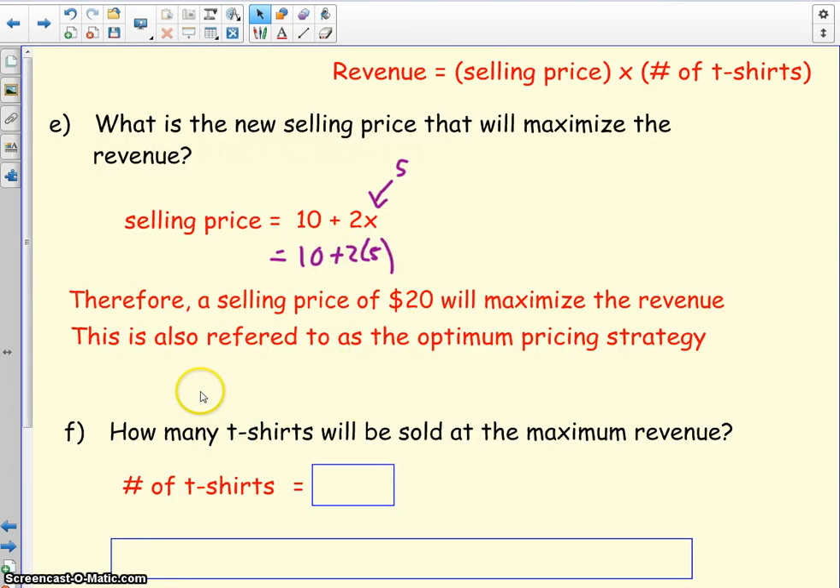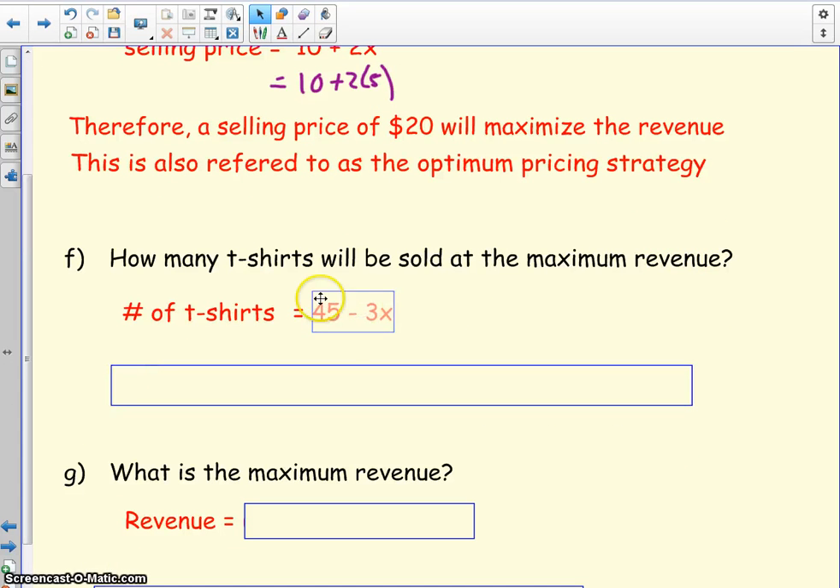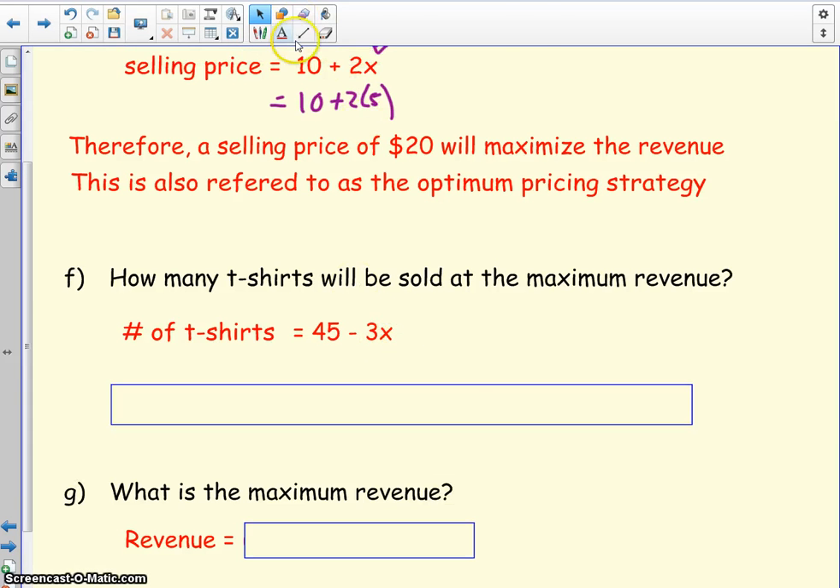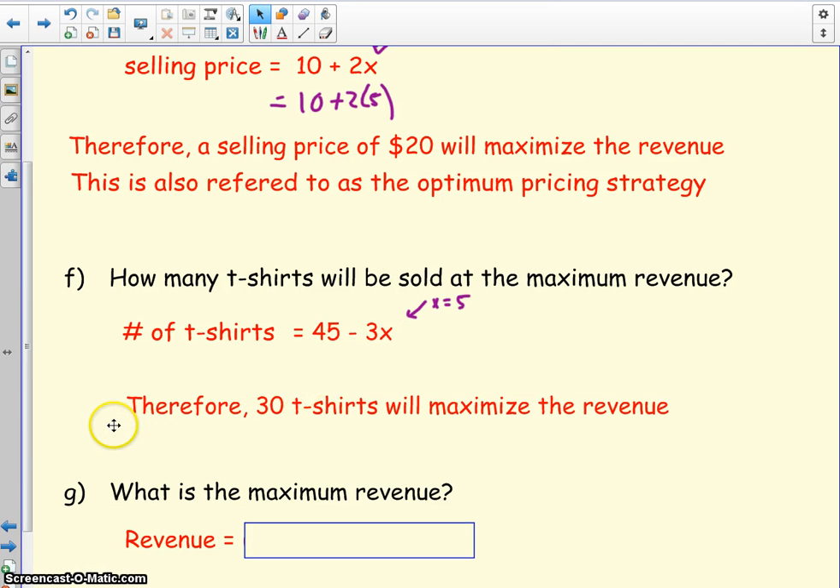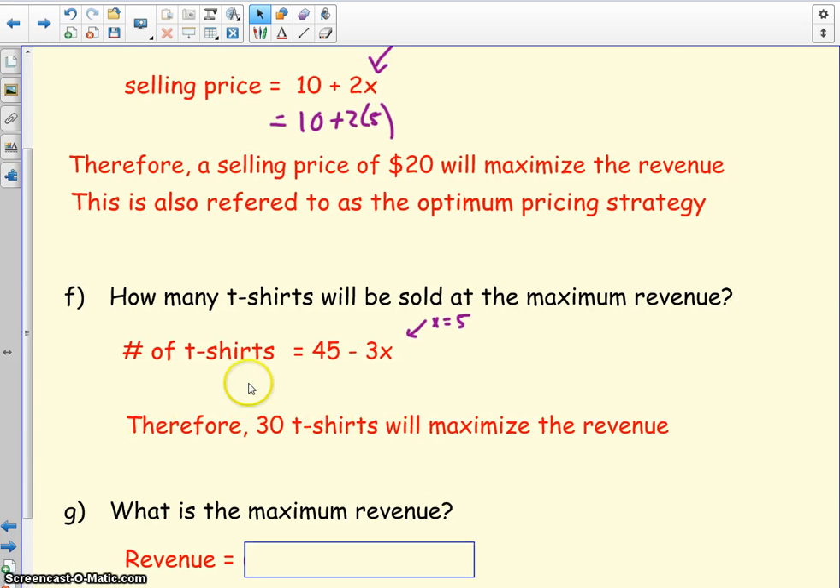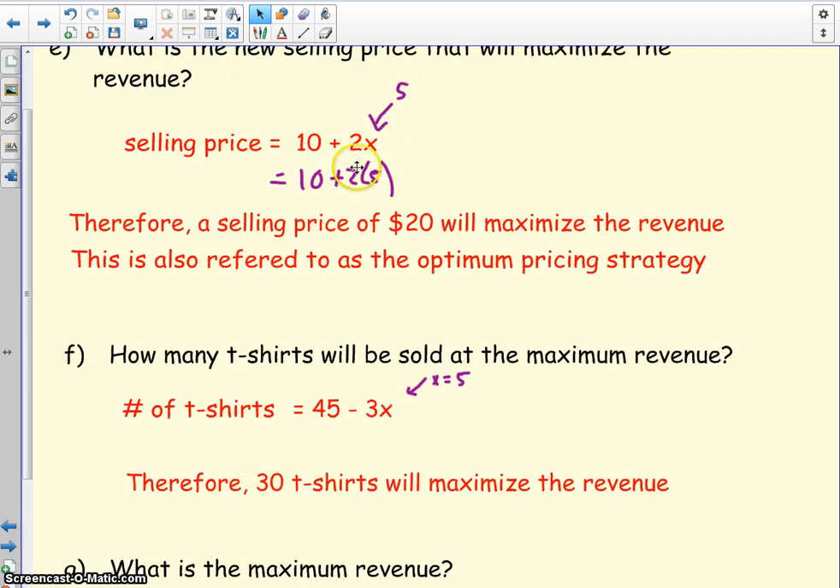How many t-shirts will she sell? Well, remember, she started off with 45 sales and lost 3 t-shirts for every price increase. So again, putting in our x equals 5 for x, 45 minus 3 times 5 is 45 minus 15. So she'll sell 30 t-shirts. Okay, so she will sell 30 t-shirts at $20.